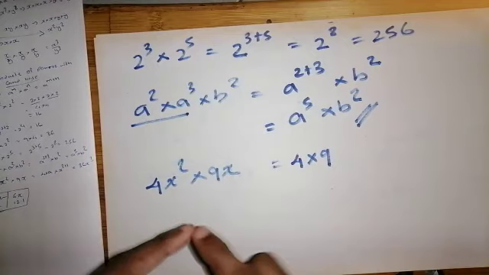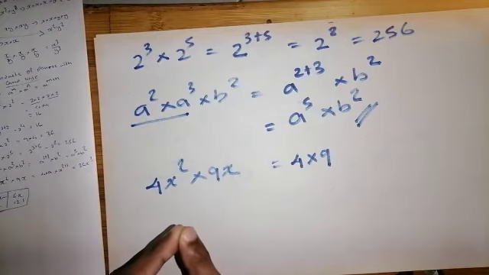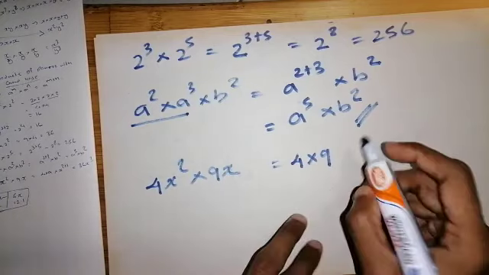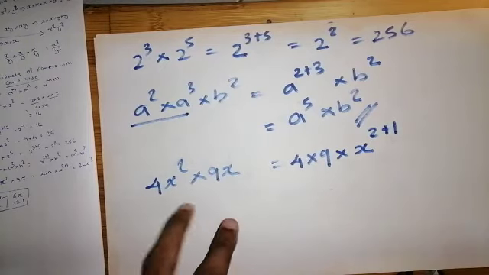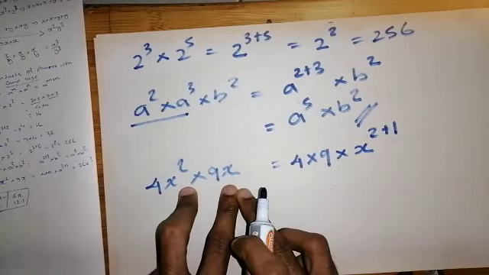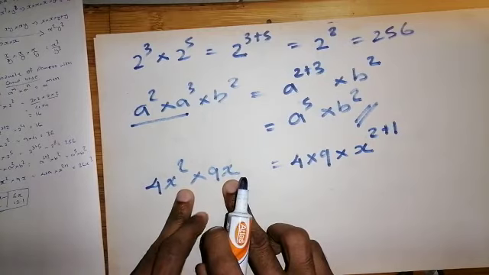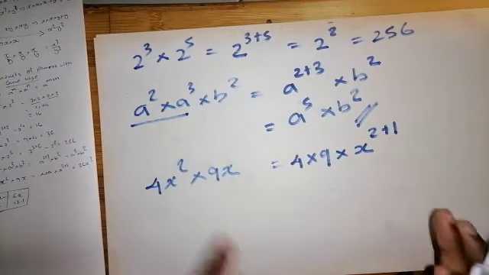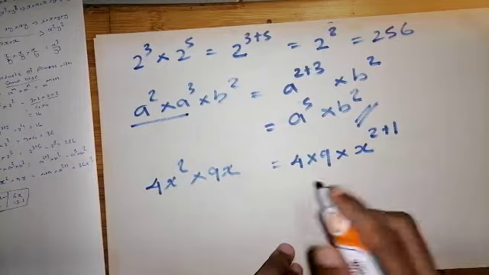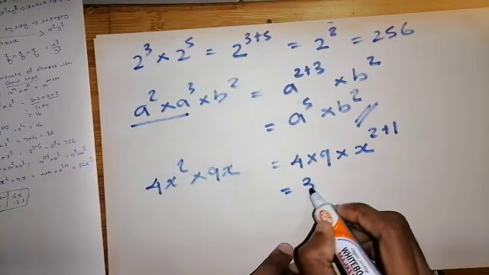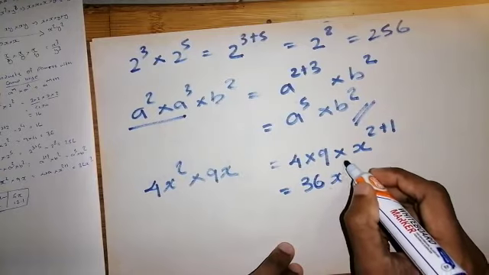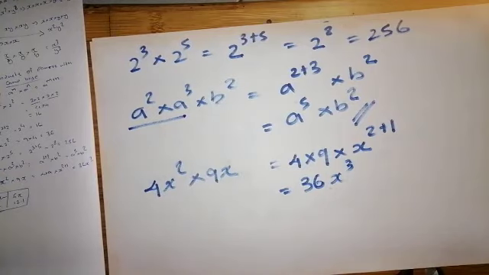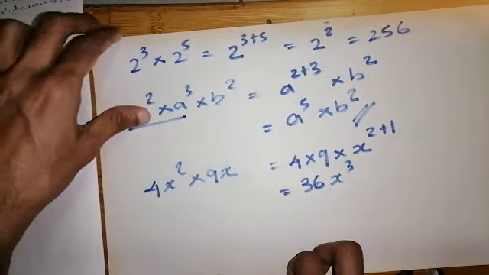So we can use the product law, the first law. So into x to the power 2 plus 1. The x squared and x are multiplying. So with the same base, the product, the first step is addition. So 4 into 9, 36. So x to the power 3. 4 into 9, 36, x to the power 3. So that is our first law.